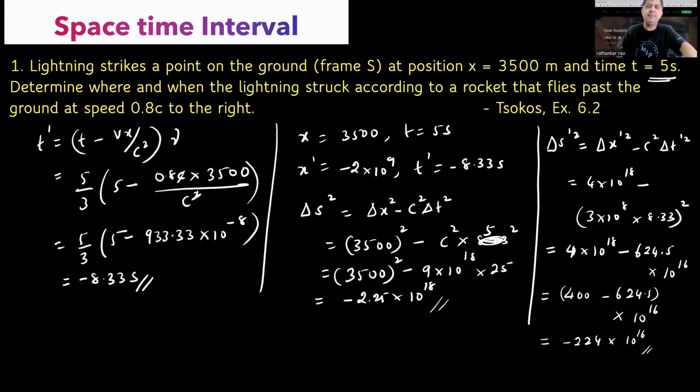So thus you see what is covariant, what is invariant. What do you mean by invariant? That means what is not changing between the moving frame and the stationary frame. It's nothing but your delta s square. The rest everything changes, only this does not change. Okay. Now let us move on to the next question.